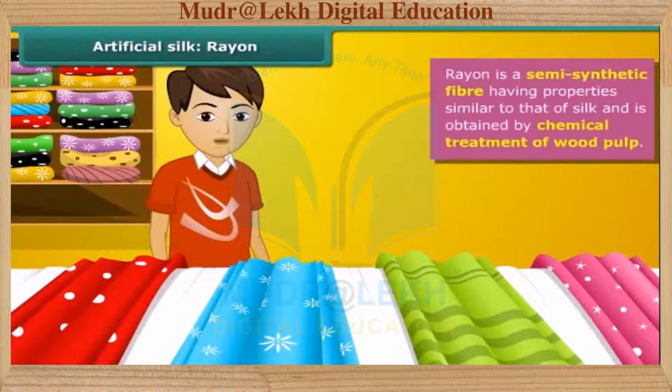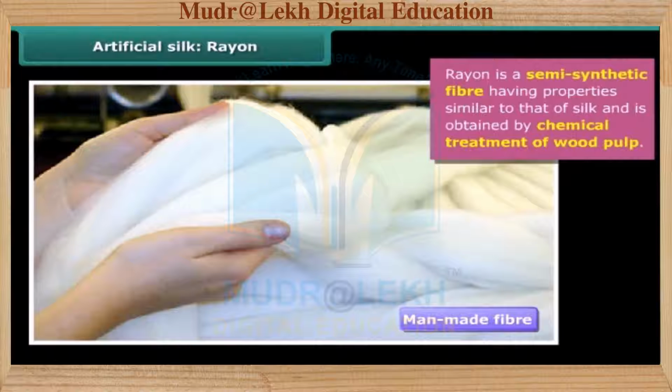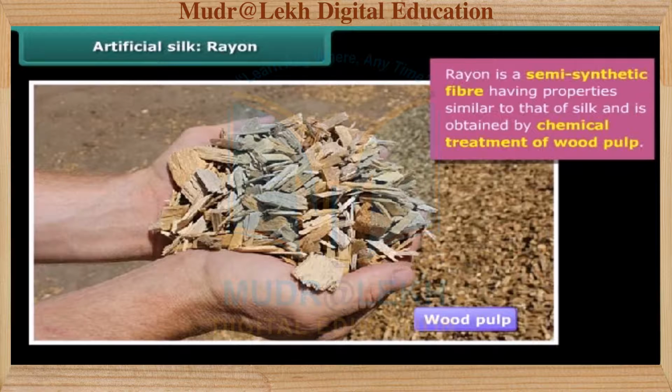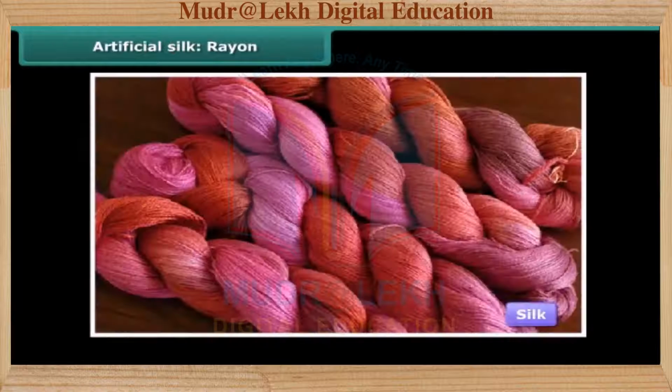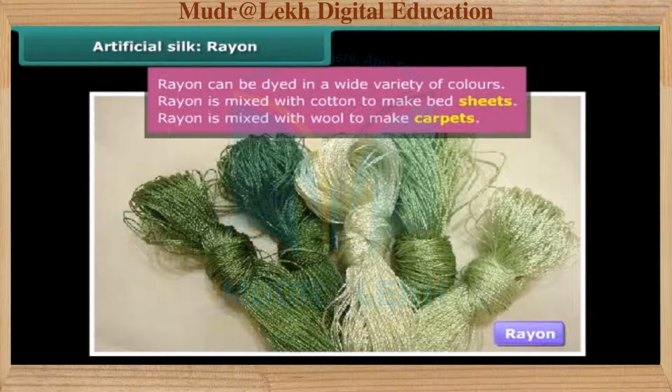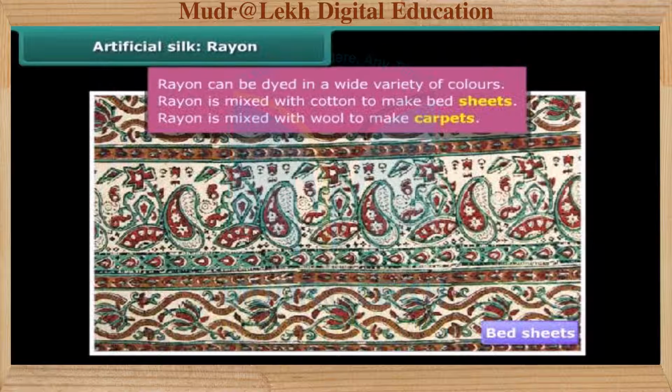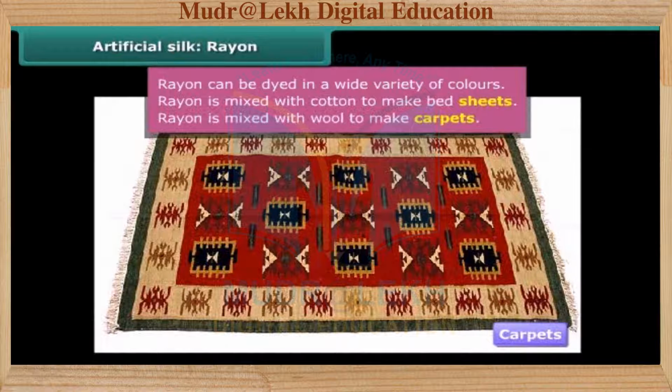Do you know that Rayon is a semi-synthetic fiber having properties similar to that of silk? Can you guess why it is called a semi-synthetic fiber? It is a man-made fiber obtained by chemical processing of wood pulp, which is a natural resource. Rayon is also known as artificial silk. It is cheaper than silk but resembles it. It can be woven like silk fibers and dyed in a wide variety of colors. Rayon can also be mixed with cotton to make bed sheets or mixed with wool to make carpets.